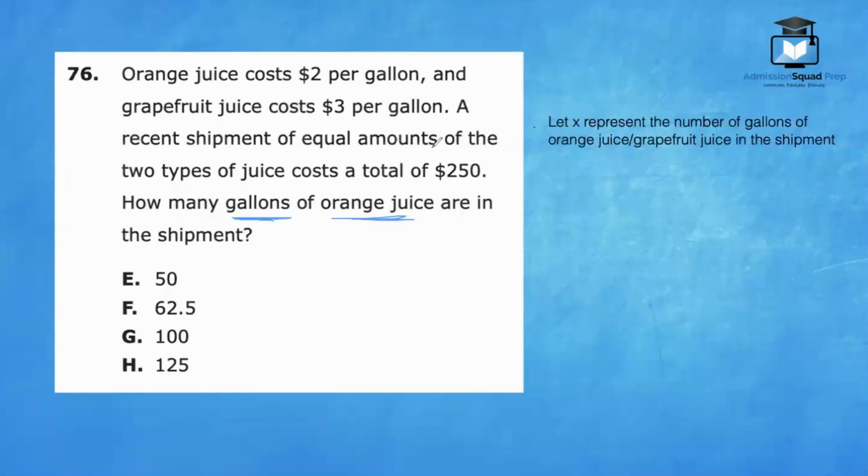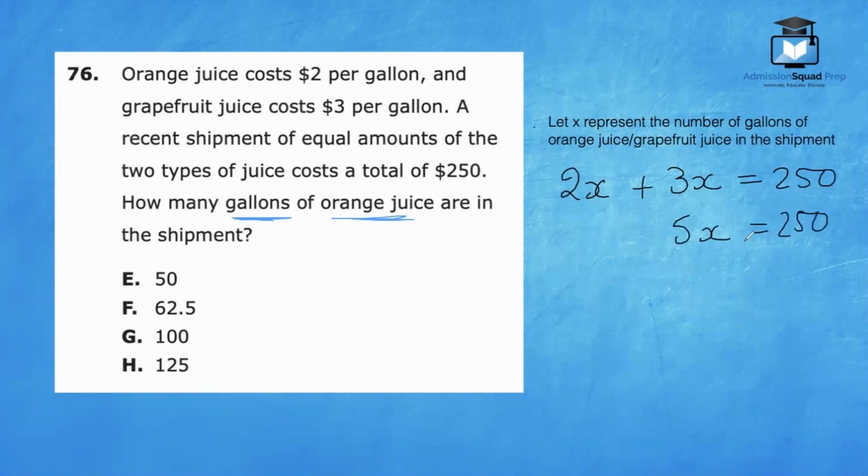Since the problem says that a recent shipment sent out equal amounts of the two types of juice, we can let X represent the number of gallons of orange juice and grapefruit juice in the shipment. So since 1 gallon of orange juice costs $2, X gallons will cost 2X, and X gallons of grapefruit juice will cost 3X. So when we add 2X plus 3X, we have $250. That is 5X equals 250. We will divide both sides by 5.